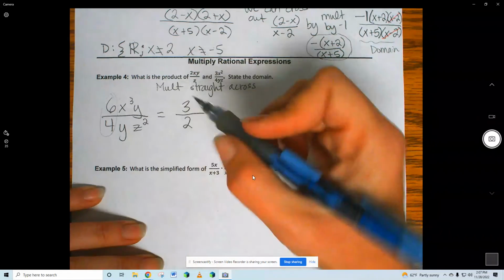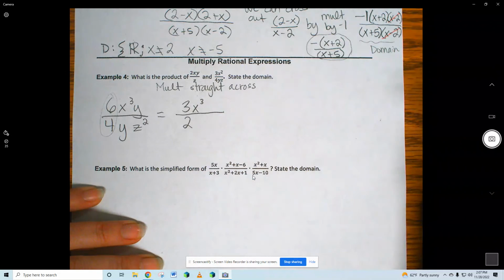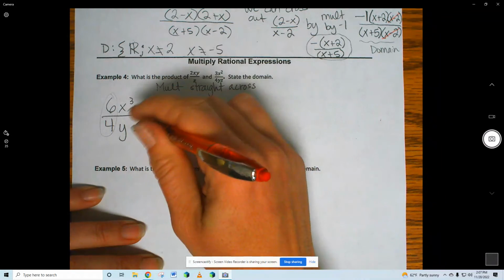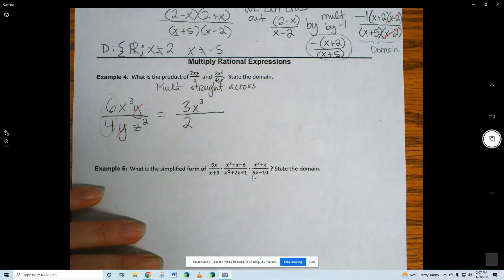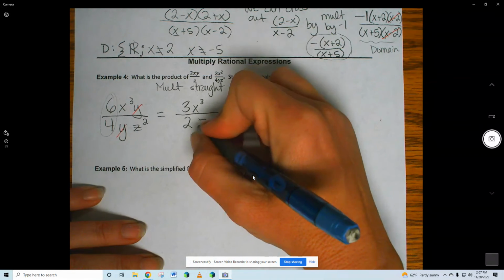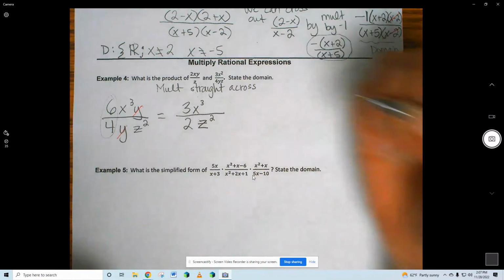X's cannot be crossed out. Leave it x cubed on top. Y. There's one on top, one on bottom, so I can cancel out. Z squared would be in the denominator.